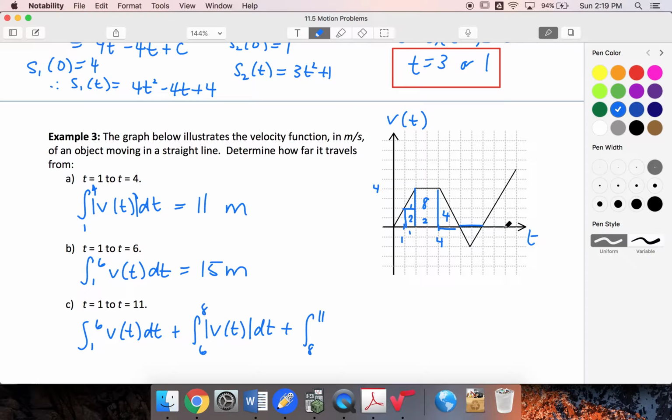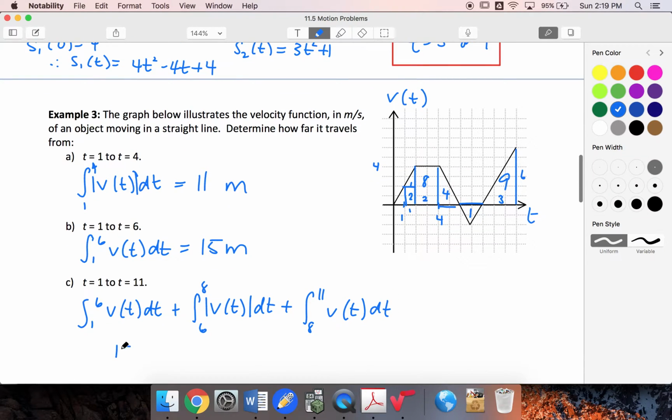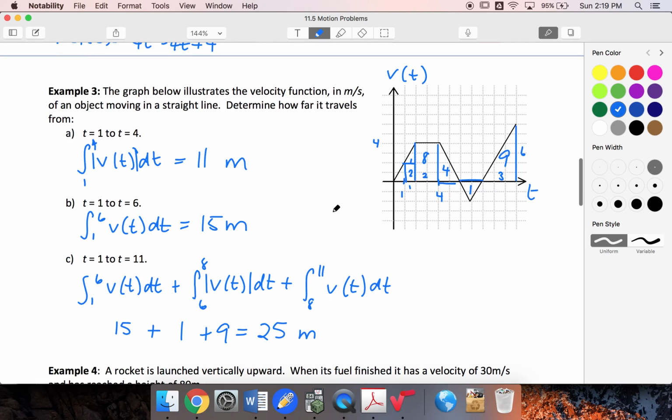So 8, 9, 10, 11. That's going to be this triangle here. That's 3 by 6 is 18, so half of that is 9. This area here, I've got a height of 2, I've got a base of 2, that's got an area of 1. So I've got 15 plus 1 plus 9 is 25 meters in total. So even though my object may be going back and forth, I'm looking for total distance traveled, so I always want the positives.